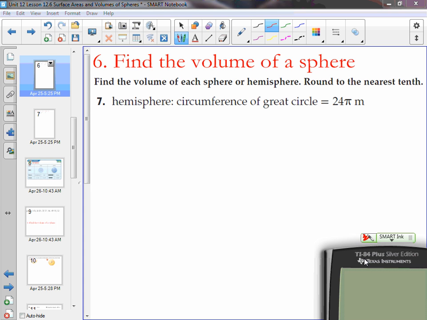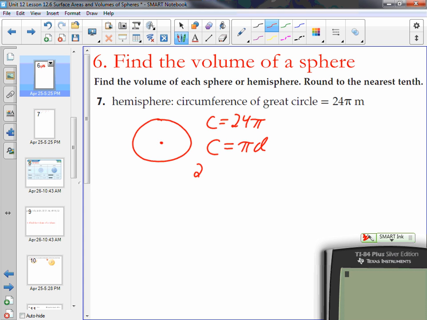Remember what a great circle is? It's what you get when you make a cross section through the center of the sphere. We can use that to get the radius. So there's a circle that's a cross section of the sphere that goes through the center of the sphere. Its circumference is 24 pi. Don't we know that circumference equals pi times diameter?